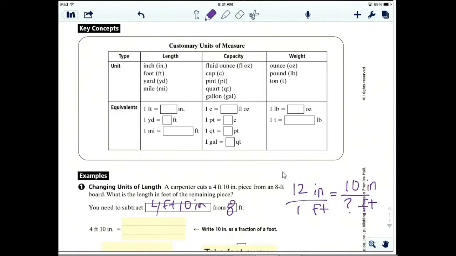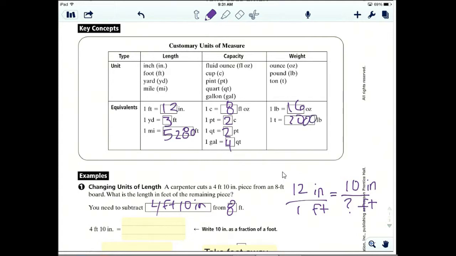1 foot is equal to 12 inches. 1 yard is 3 feet. 1 mile is 5,280 feet. 1 cup is 8 fluid ounces. 1 pint is 2 cups. 1 quart is 2 pints. And 1 gallon is 4 quarts. Now we also know that 1 pound is 16 ounces, and 1 ton is equal to 2,000 pounds.